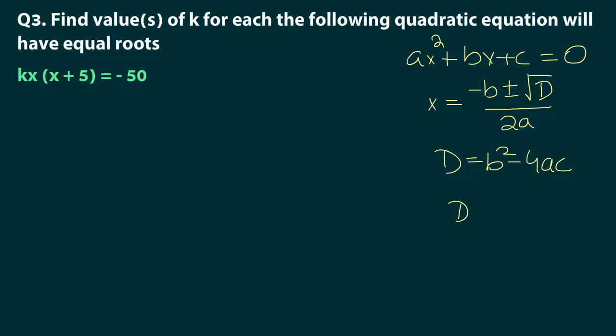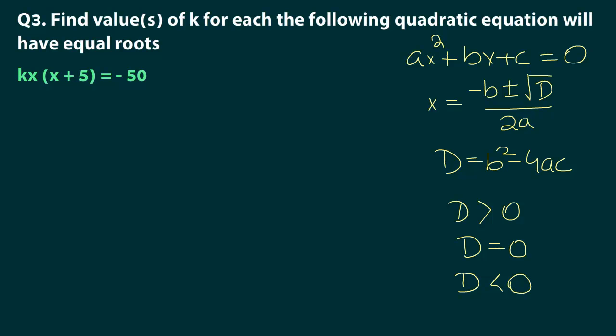Now if D is greater than 0, then we have two unique roots, because then there will be a plus value and a minus value. If D equals 0, then this entire part goes away, and there will be only one root, which will be minus b by 2a. If D is less than 0, then there are no real roots because we will have the square root of a negative number, so there will not be any real value for x. Now in this question, it is given to us that this particular equation will have equal roots.